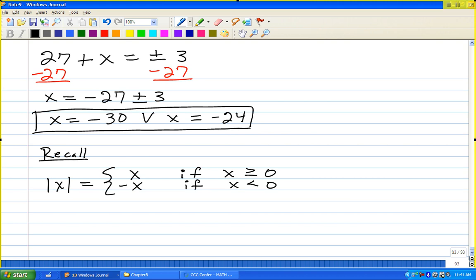If I were going to solve an absolute value inequality, let's say something like absolute value of x is less than 1, then that would say that the absolute value is less than 1 if x were greater than 0, or we would have that negative x is less than 1, if x were less than 0. So I want to solve this.